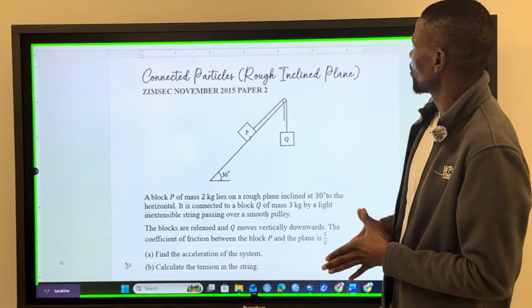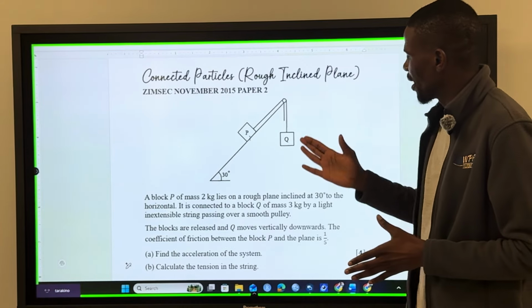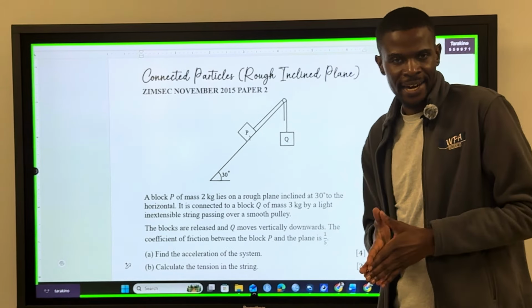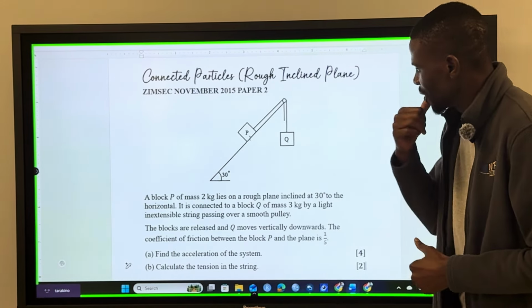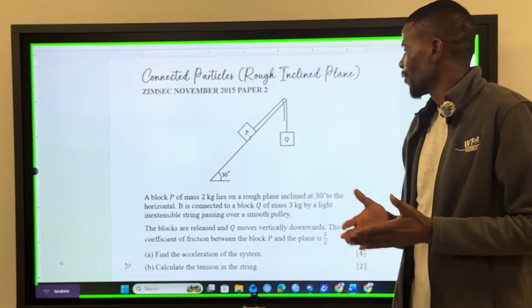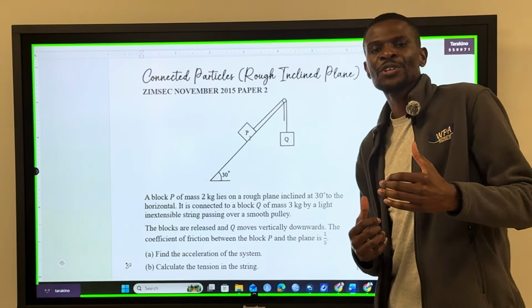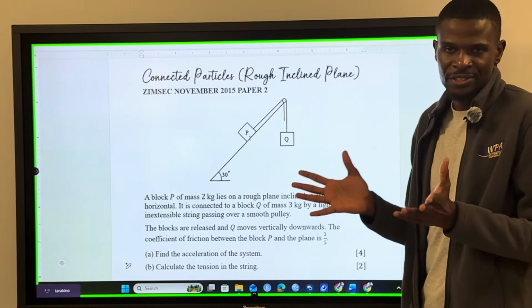Welcome back. Today we are diving deeper into connected particles on rough inclined planes. If you want to succeed in this topic, there are a few key things you must always do. The first one, you have to draw clear free body diagrams. Secondly, you need to state the direction of motion. This is very important. Thirdly, you must apply Newton's second law of motion on each particle separately.